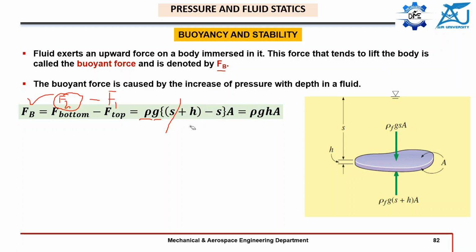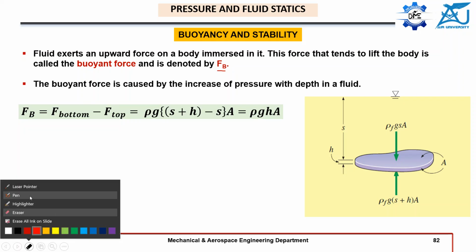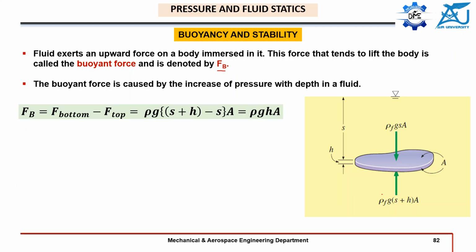What will this h multiplied by a give us? Anybody? h is the height of this body and a is the cross-sectional area. So h times a will be, anybody? It will be equal to the volume of this body. So this is actually that volume.